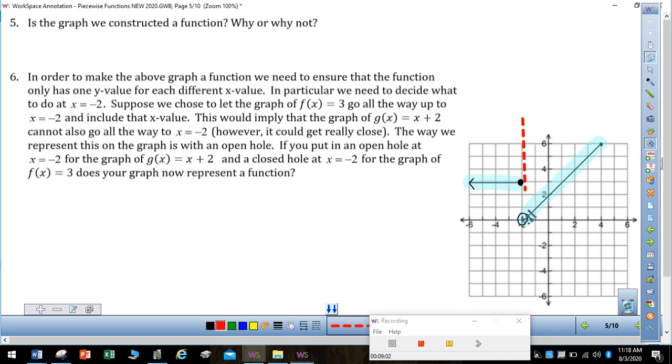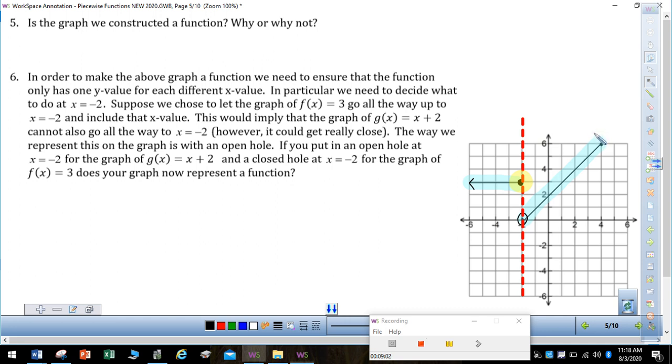Well, here's how the vertical line test works in that scenario. It's actually only going to pass through once. It's only going to pass through that closed hole. The open hole is just a placeholder. That vertical line is going to go right through it. The function doesn't actually exist there.